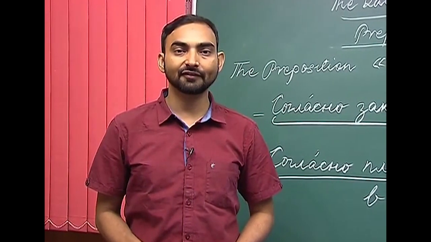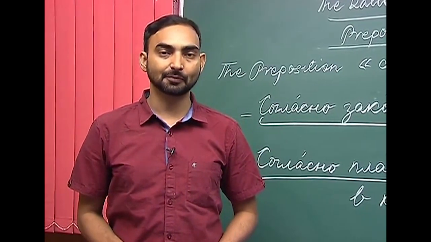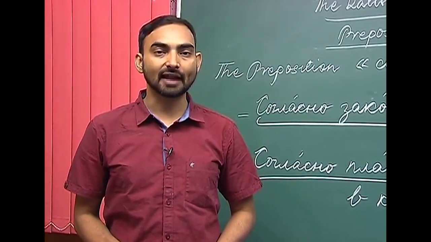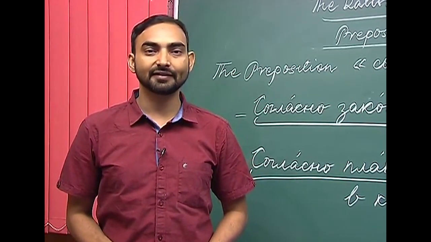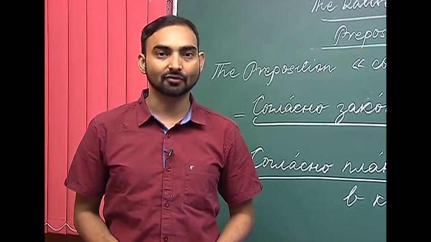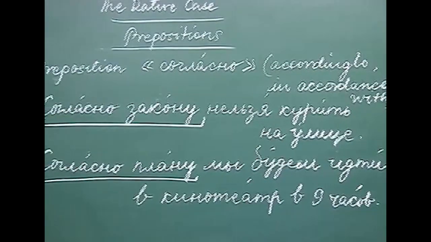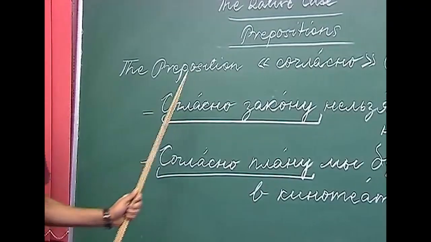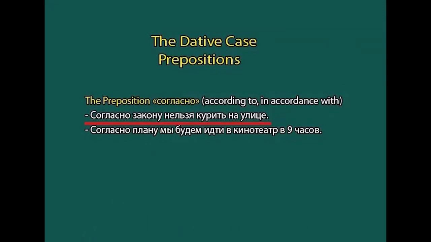The next preposition which takes nouns in the dative case is the preposition согласно. Согласно denotes an action which is in accordance with something or somebody. The preposition согласно means according to or in accordance with something. For example, Согласно закону нельзя курить на улице.